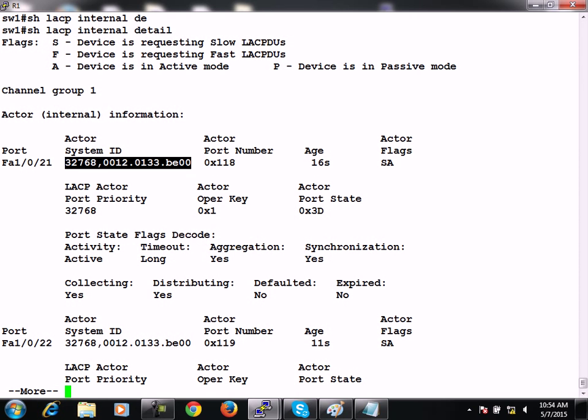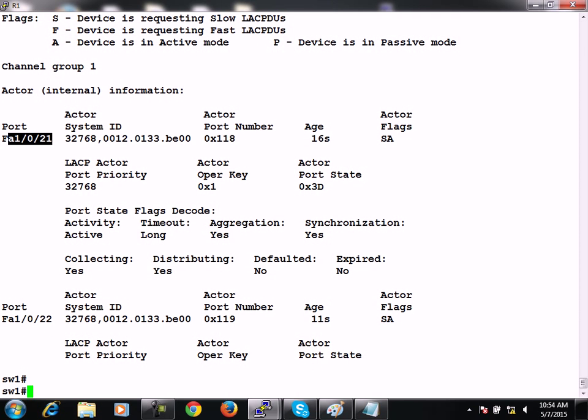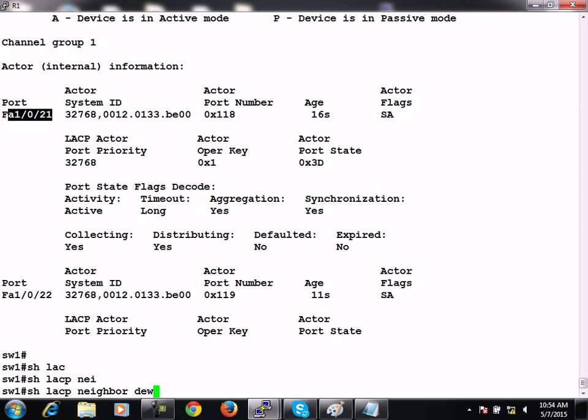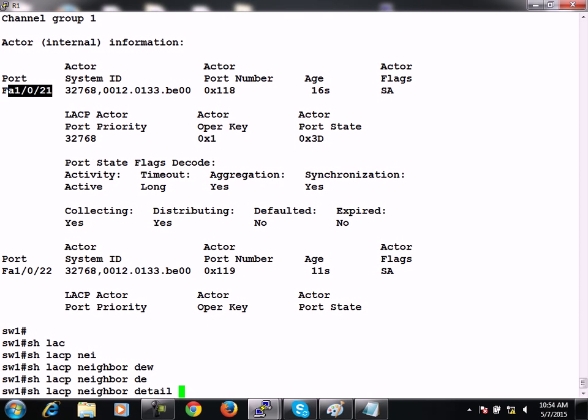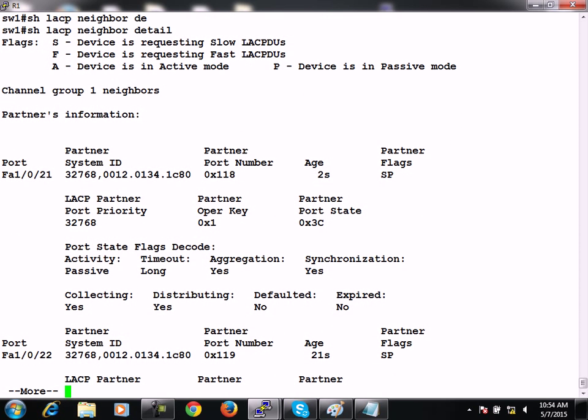Fine. Second thing, port priority, as I said, will be 32768 by default, and the port ID is the combination of priority and port number, see, 1/0/21, right? If you want to see your neighbor's information, then you can use this command, show LACP neighbor detail. It will show you complete information about your neighbor switch. See, this is the neighbor partner's information. The partner is configured in passive mode, as you can see, P means the device is in passive mode.